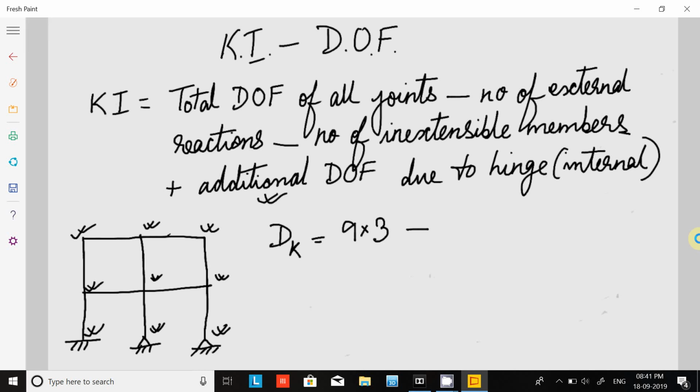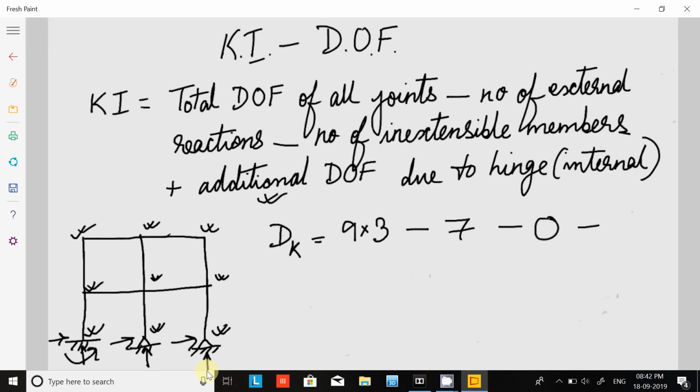Then minus number of external reactions. How many external reactions are there? 1, 2, 3, up to 7. So there will be 7 minus number of inextensible members. There is nothing mentioned about inextensible members. If in the question there is anything mentioned about inextensible members, say 3 inextensible members. Inextensible means what? It does not get elongated. It cannot be extended, it cannot get deformed. That is called an inextensible member. If it is not mentioned, you can just write 0.